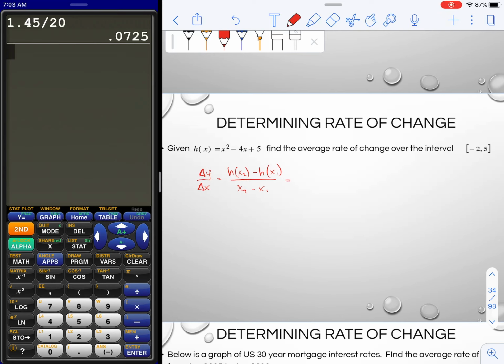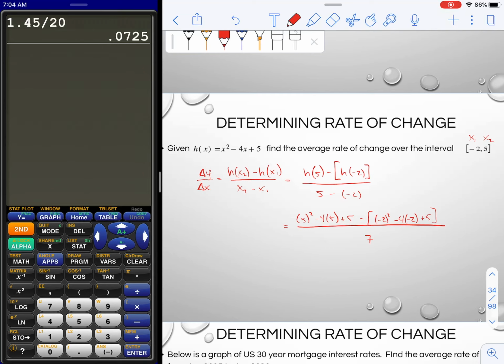So in this case, I've got my x1 and my x2. Here I'm going to evaluate h of 5 and subtract, in parentheses, the entire function h of -2, over 5 minus -2. So got a little bit of work to do here. When I evaluate h of 5, I'm going to have 5 squared minus 4 times 5 plus 5, minus the entire function. We're going to have negative 2 squared minus 4 times negative 2 plus 5. Again, I'll divide it by 5 minus negative 2, or 7.